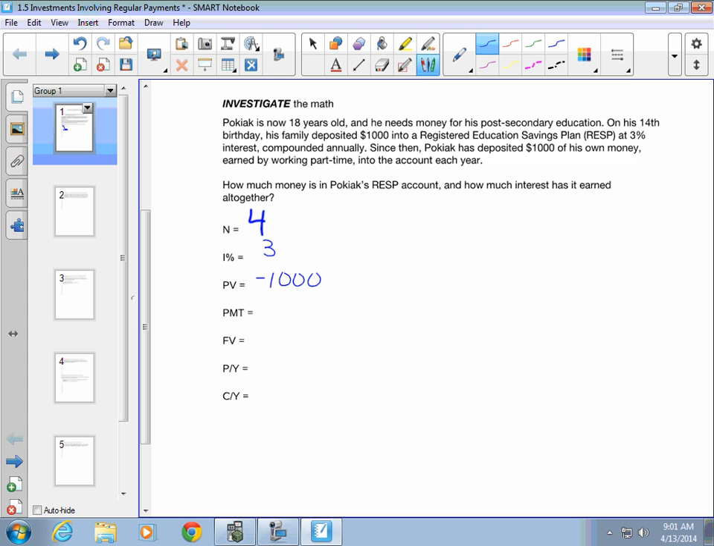Our payment, we need to change that value because he is putting in a regular payment, in this case every year. So he puts in $1,000 every year. The PV is the initial investment that they put in, and the PMT is the amount that they put in every time. Future value is what we're trying to figure out. He does these payments once a year, and it's compounded annually.